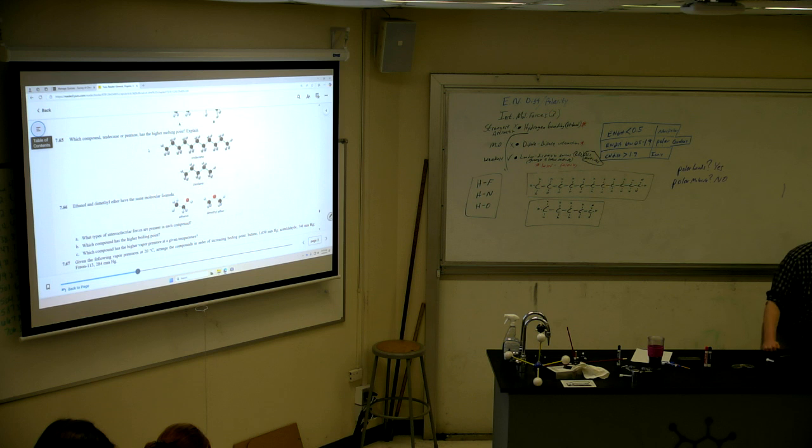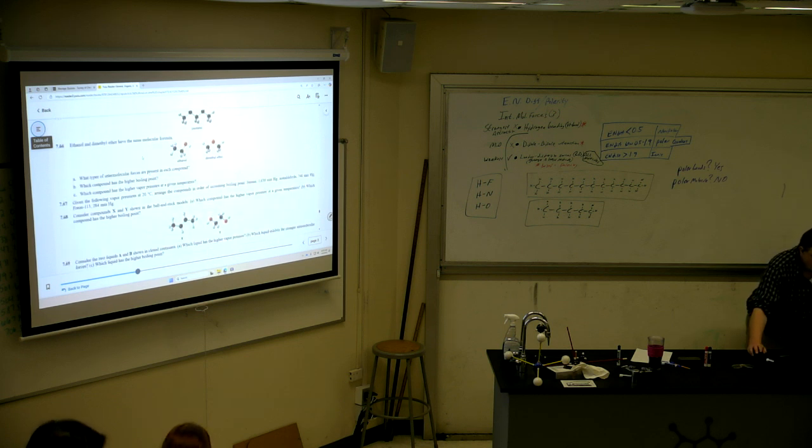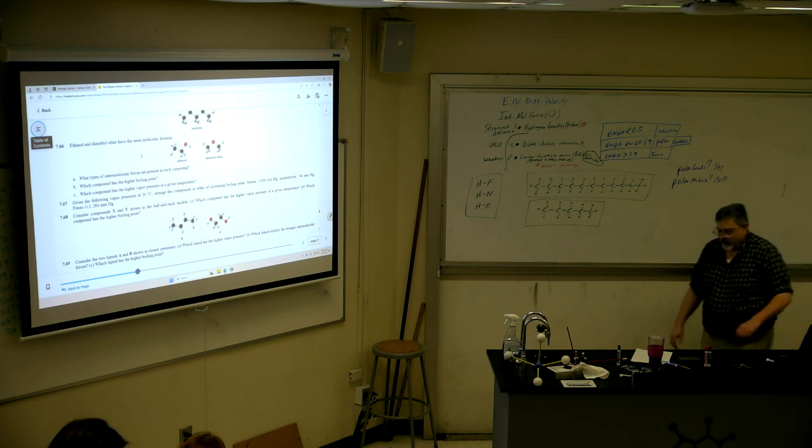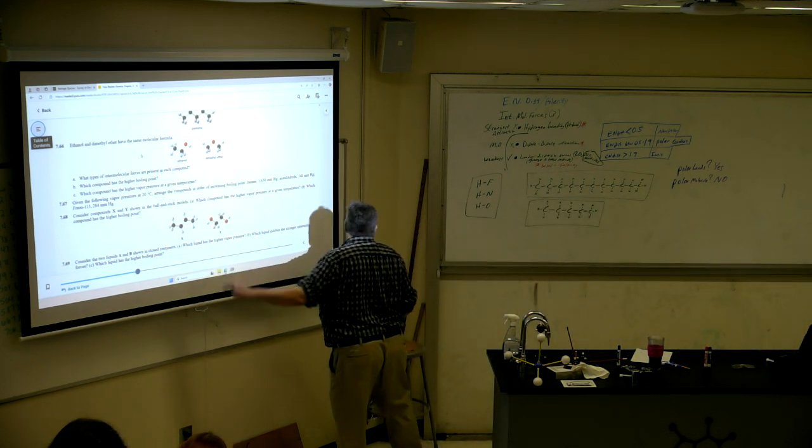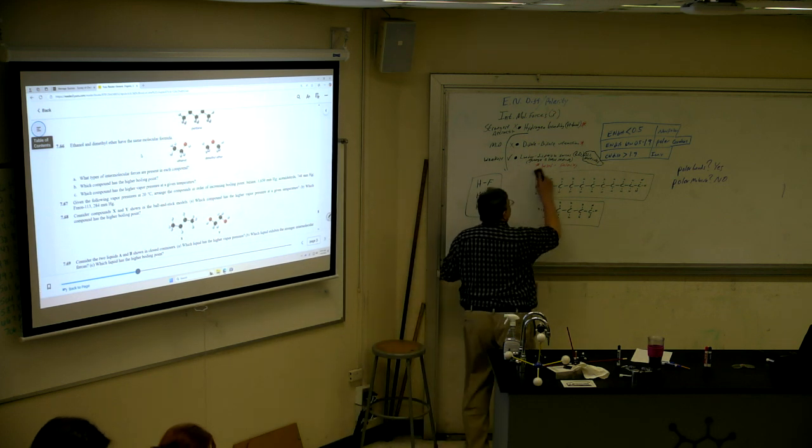So this one's asking which one has the higher melting point or boiling point. It's the same idea. The higher melting point is going to be the larger molecule. This next one, I'm going to draw these molecules the way I would on a test.